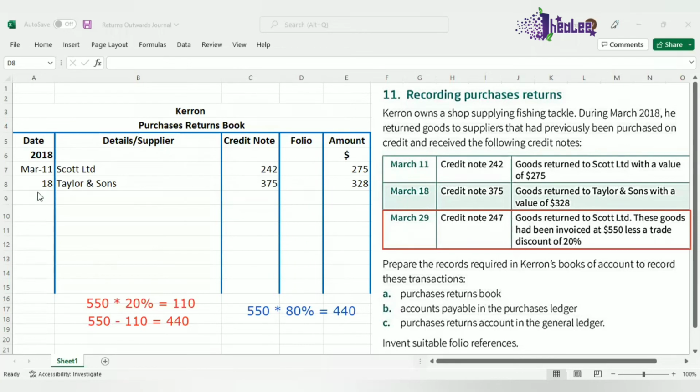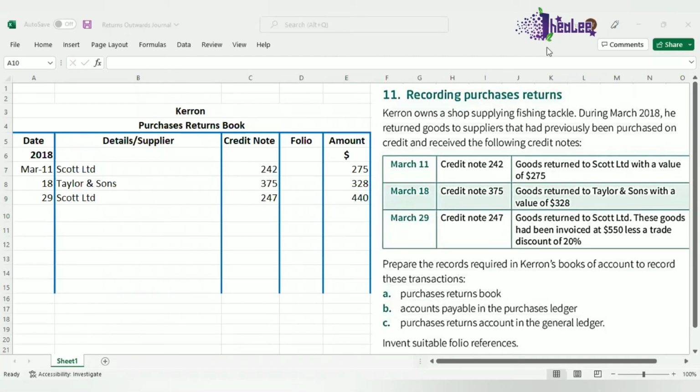So let's do that recording. The date is March 29th. Details of the supplier, and that is Scott Limited. The credit note number is 247. And the amount, the invoice value, the actual value of those goods is $440. Remember, we are recording the value after the trade discount.